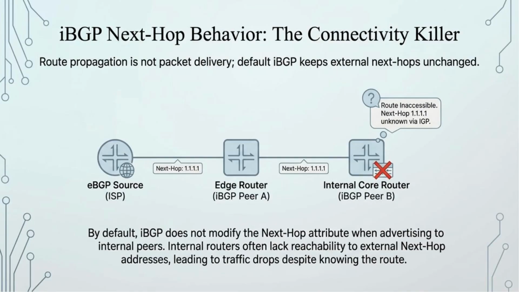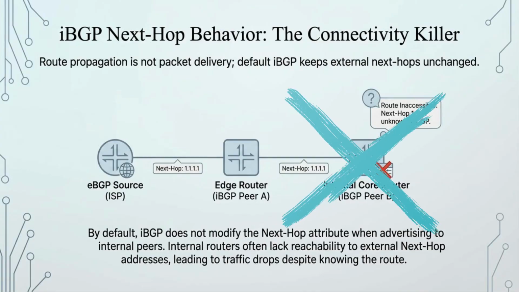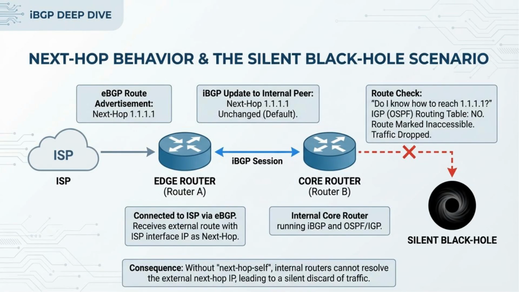Now that we have solved the propagation issue, we run into the connectivity issue. This is the second most common problem engineers face with iBGP. Let's visualize a scenario. You have an edge router, router A, connected to an ISP via eBGP. You have an internal core router, router B, running iBGP with router A. The ISP sends a route to router A.